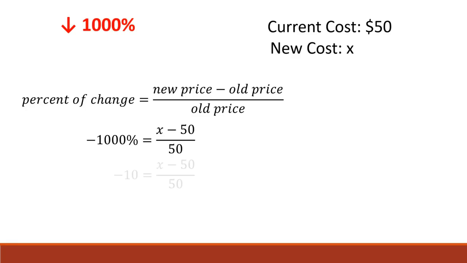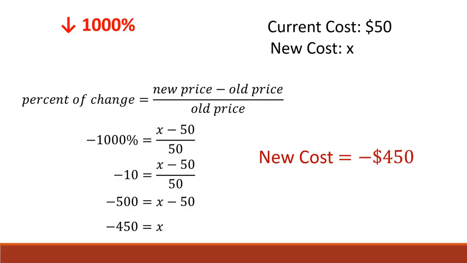Now we'll change the percent to a decimal. Negative 1,000% is the same as negative 10. We'll multiply both sides of the equation by 50, and then add 50 to both sides. So the new cost is negative $450. In other words, if the price drops by 1,000%, they will pay you $450 for the prescription. Now let's face it, in the real world, that doesn't happen. So a price drop of negative 1,000% simply doesn't make sense.